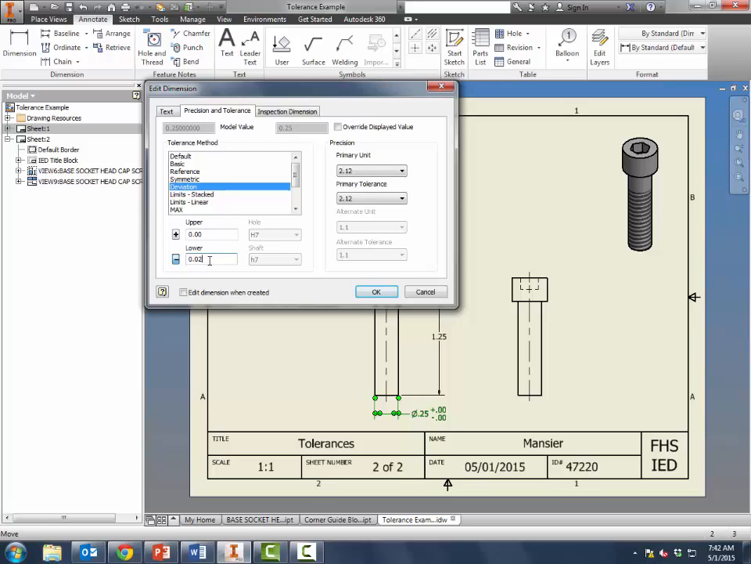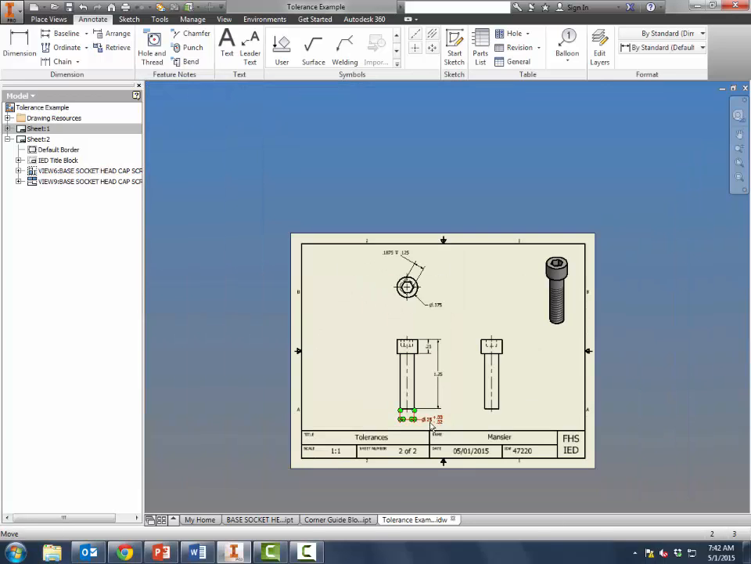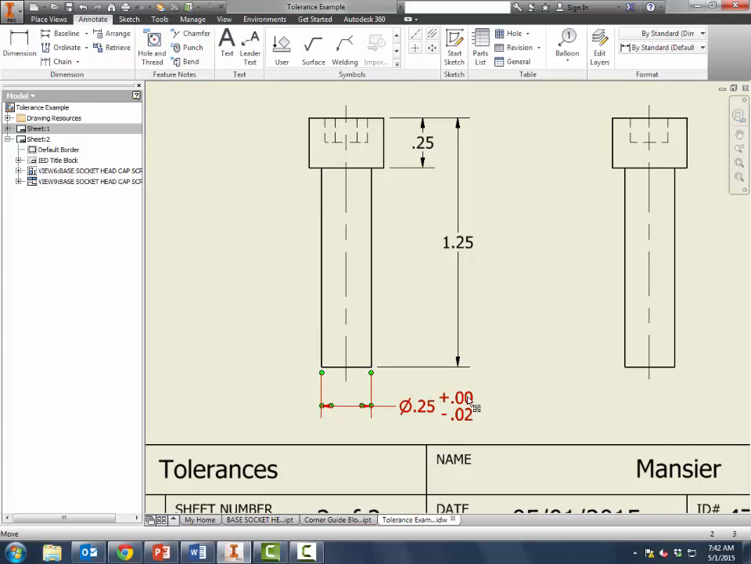Again, the number itself is not critical. I don't know what the actual tolerance is in this part because I'm not the manufacturer, so I'm just kind of throwing numbers out there, which you will do as well. And hit OK. So again, now I have a target number. It can't be any larger than that, but it can get smaller.